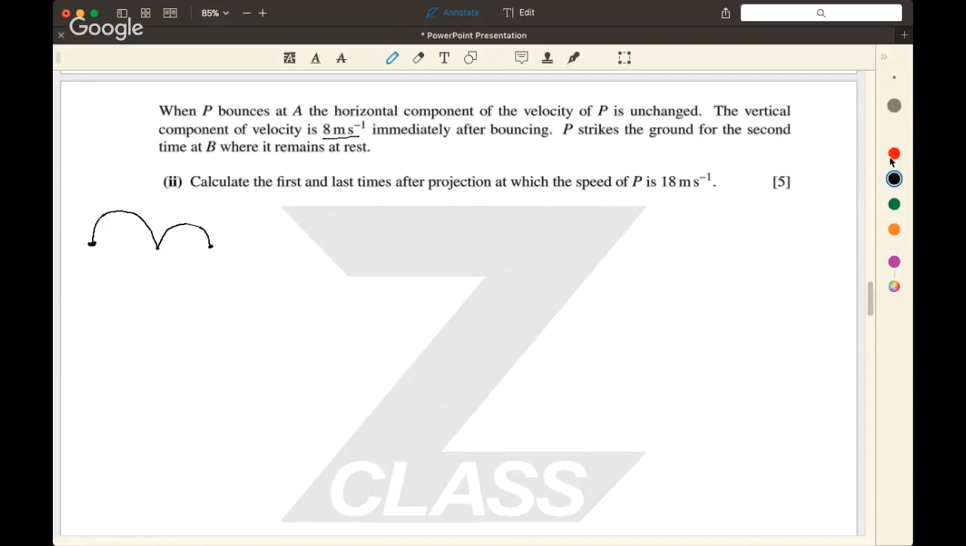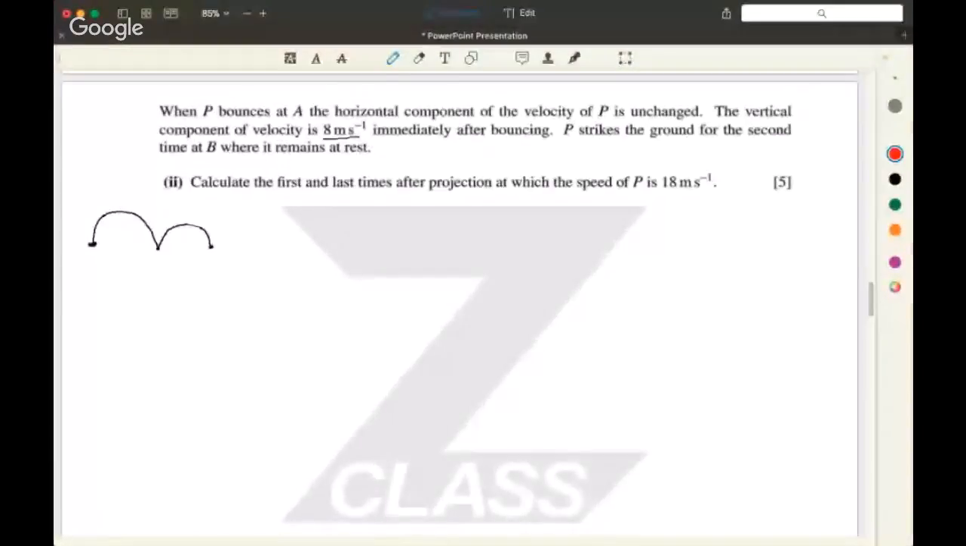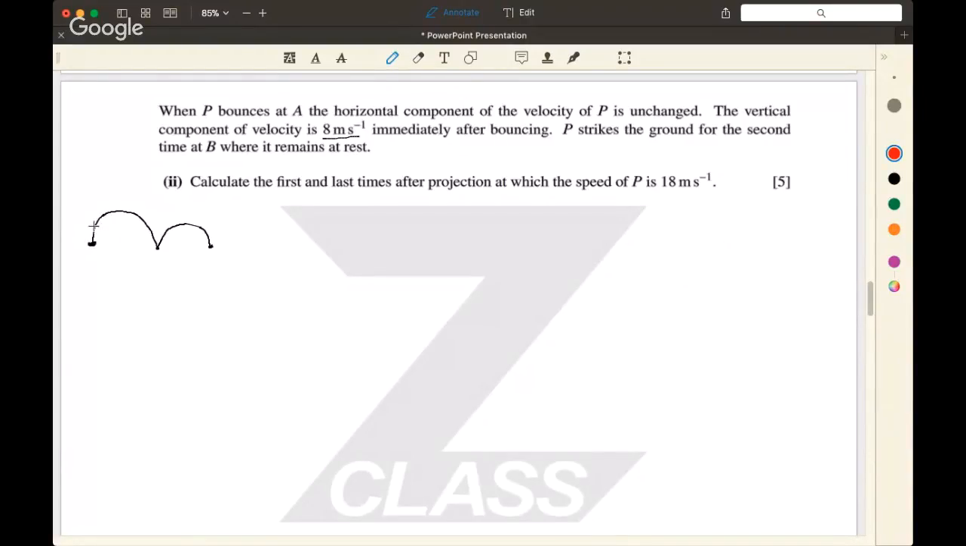So what are they asking us? They're asking us for the first and last times after projection at which the speed of p, so that means the resultant velocity, like the Pythagoras hypotenuse between Vx and Vy, is 18 meters per second. Well, we know that at the beginning it was 20, so it must decrease to 18 somewhere here. And then at some point later it's going to be 18 again, over here. So let's look at it mathematically.